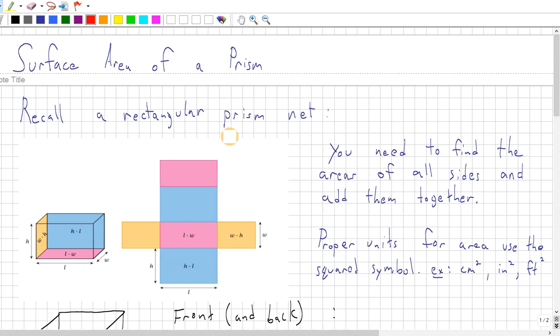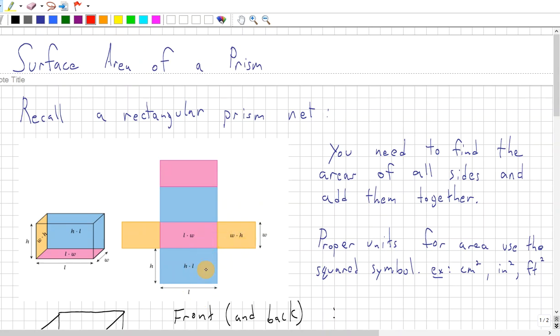So recall what a rectangular prism net looks like. This is from the previous lesson. And we can notice now that I put on dimensions here. There's the length along the bottom, there's the width along the side, and the height to the top. And this actually shows how I find the area of each one of these.